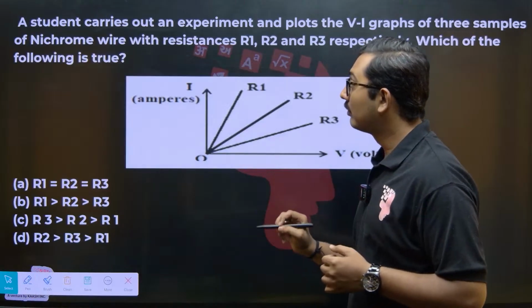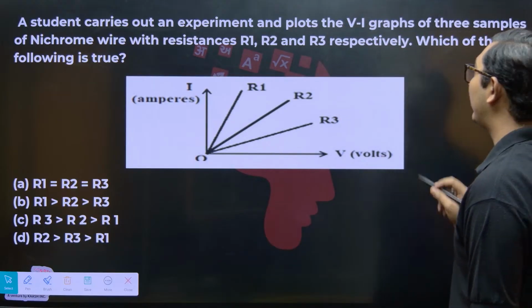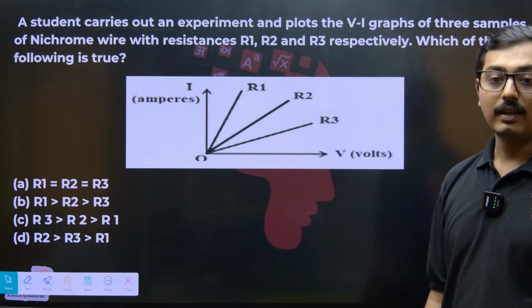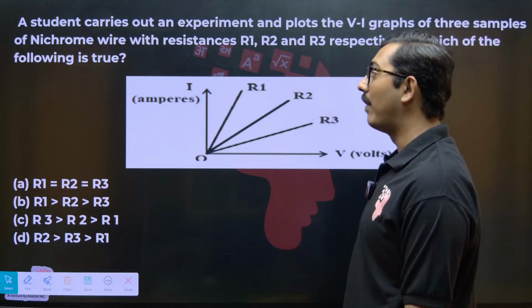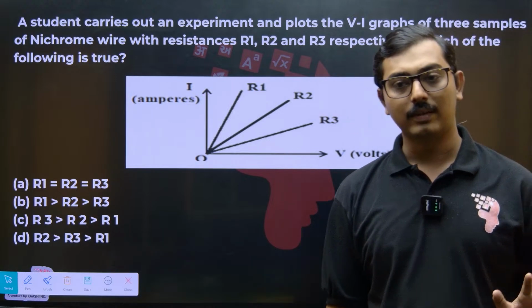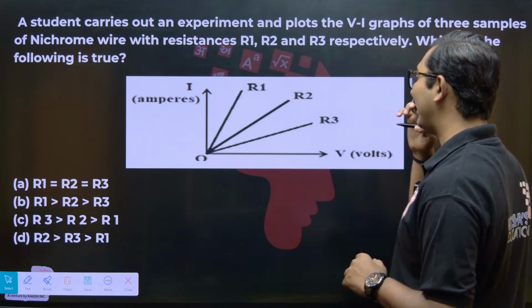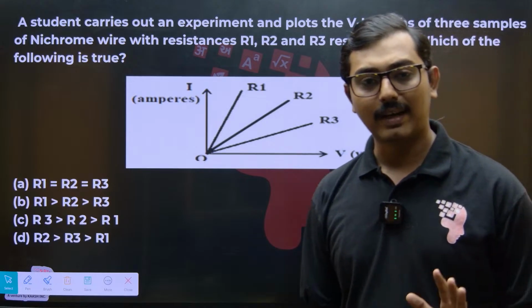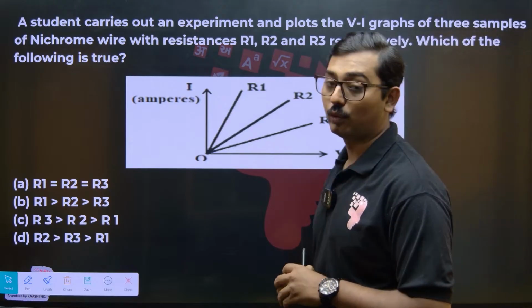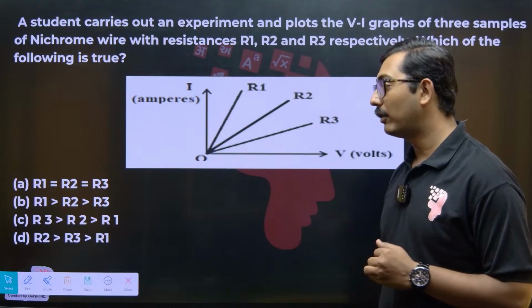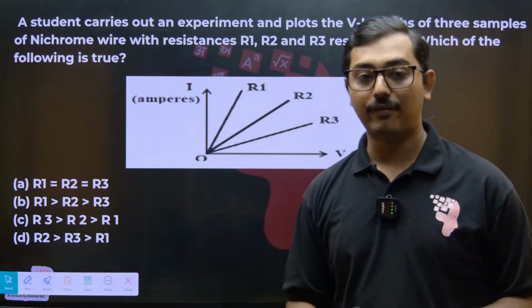Okay. Now, a student carries out an experiment and plots the VI graph, voltage current graph, of 3 samples of nichrome wire, meaning all the wires are of same material, with resistance R1, R2, R3 respectively. All three have different resistances, R1, R2 and R3. Which of the following is true? R1 is equal to R2 is equal to R3, R1 is greater than R2 greater than R3, or the opposite one or a different one.